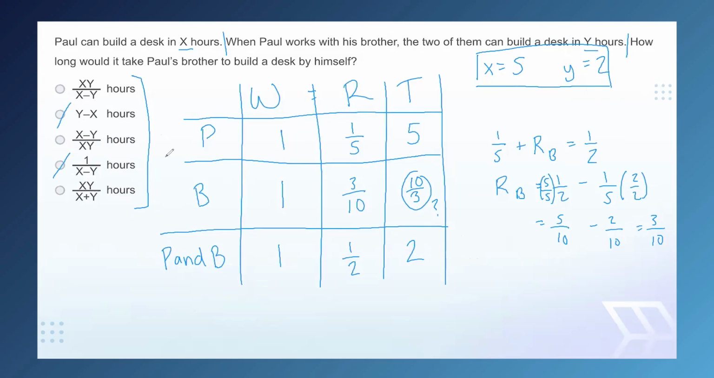Looking at our remaining answer choices, 2 of them have X times Y, or 5 times 2, 10 in the numerator. So those make sense, but C does not. That's going to have a 3 in the numerator. And then taking a look at our denominators, this one's going to give us 3. This one's going to give us 7. So the only answer choice that gives us 10/3 is answer choice A, which is our correct answer.